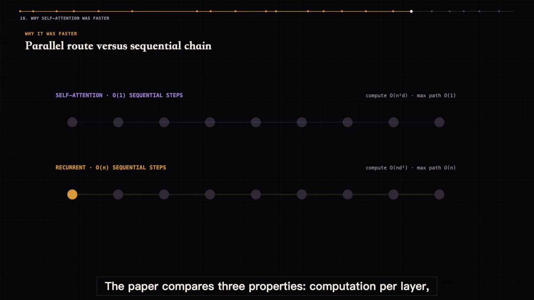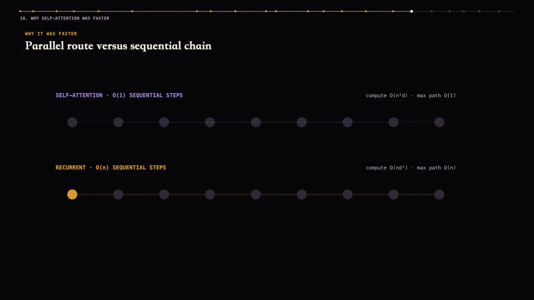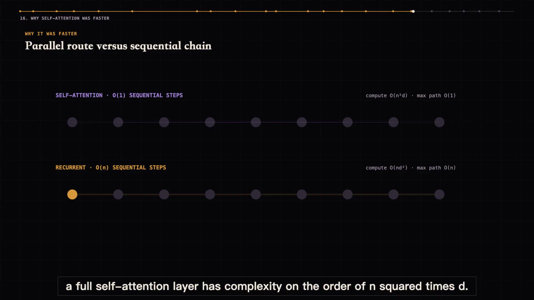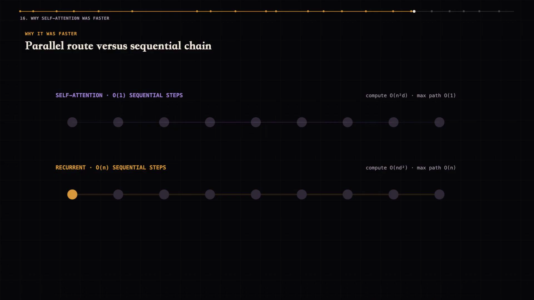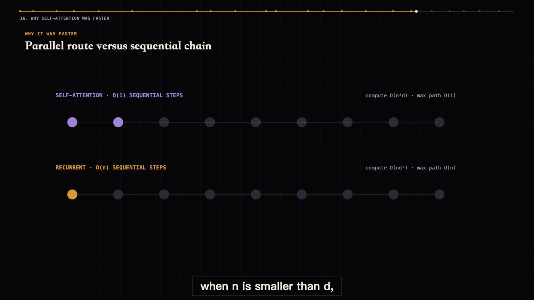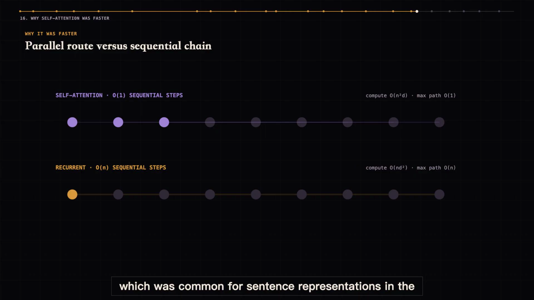The paper compares 3 properties: computation per layer, the minimum number of sequential operations, and the maximum path length between positions. For a sequence length n and representation width d, a full self-attention layer has complexity on the order of n squared times d. A recurrent layer has complexity on the order of n times d squared. The comparison depends on the relationship between n and d. The paper notes that self-attention is computationally favorable when n is smaller than d, which was common for sentence representations in the translation systems being studied.